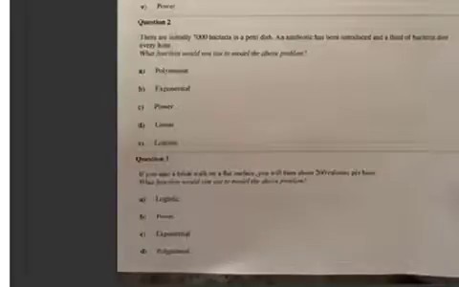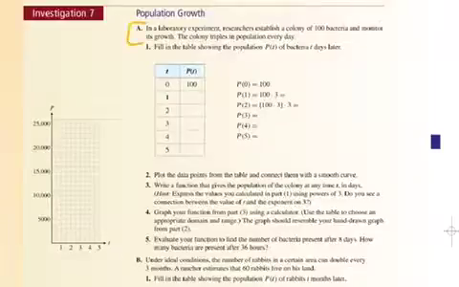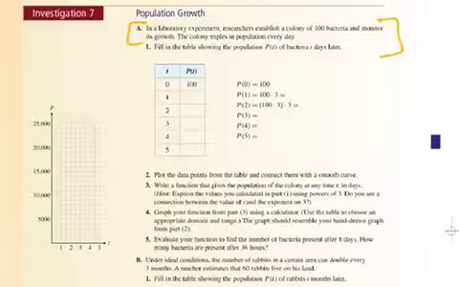Okay, so I'm going to use the same strategy. First, I Googled it, and I clicked on the first thing that seemed to resemble a decent answer. And I looked here, and it's not exactly the same question, but it does say, in a laboratory experiment, researchers established a colony of 100 bacteria and monitored growth. The colony triples its growth. So this is kind of the same thing, and this section was all about exponential growth.